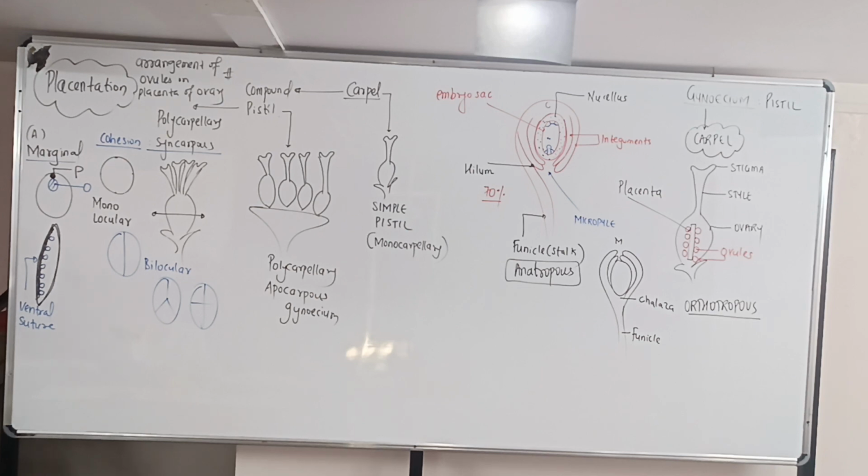So what is this placentation called? Marginal placentation. Why is it called marginal placentation? Because the ovules are arranged along the margins. That is called which placentation? Marginal placentation. Got it, everybody? See the example that is there in the NCERT. They have given pea, of the family Leguminosae or Fabaceae.